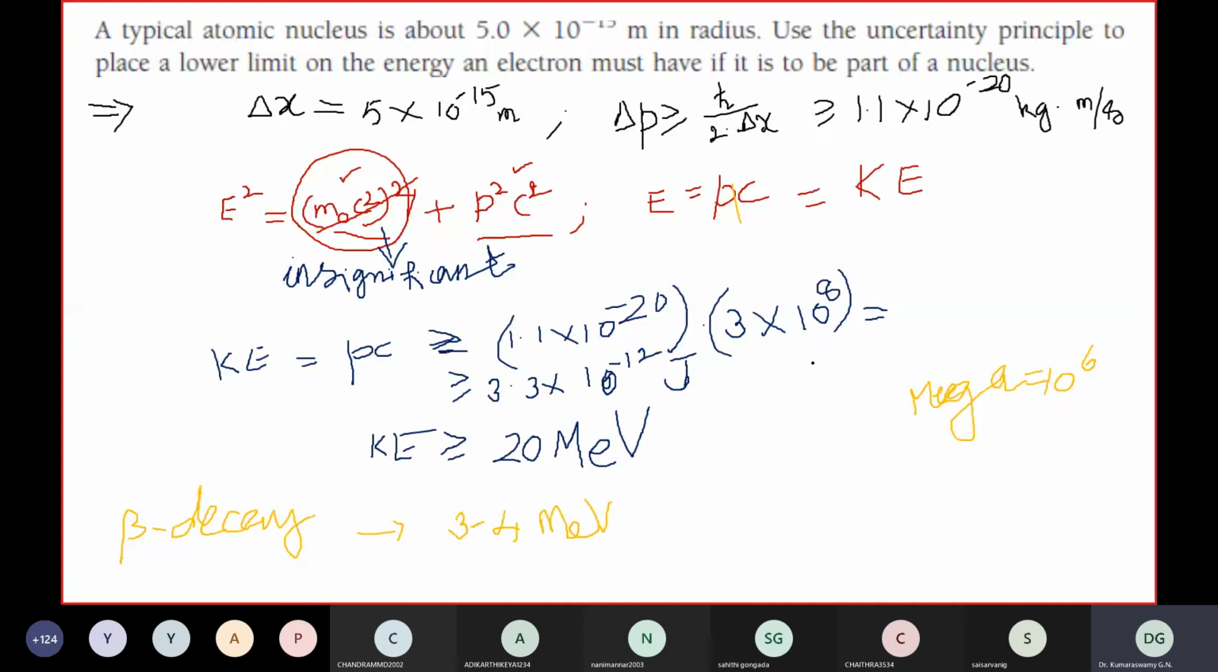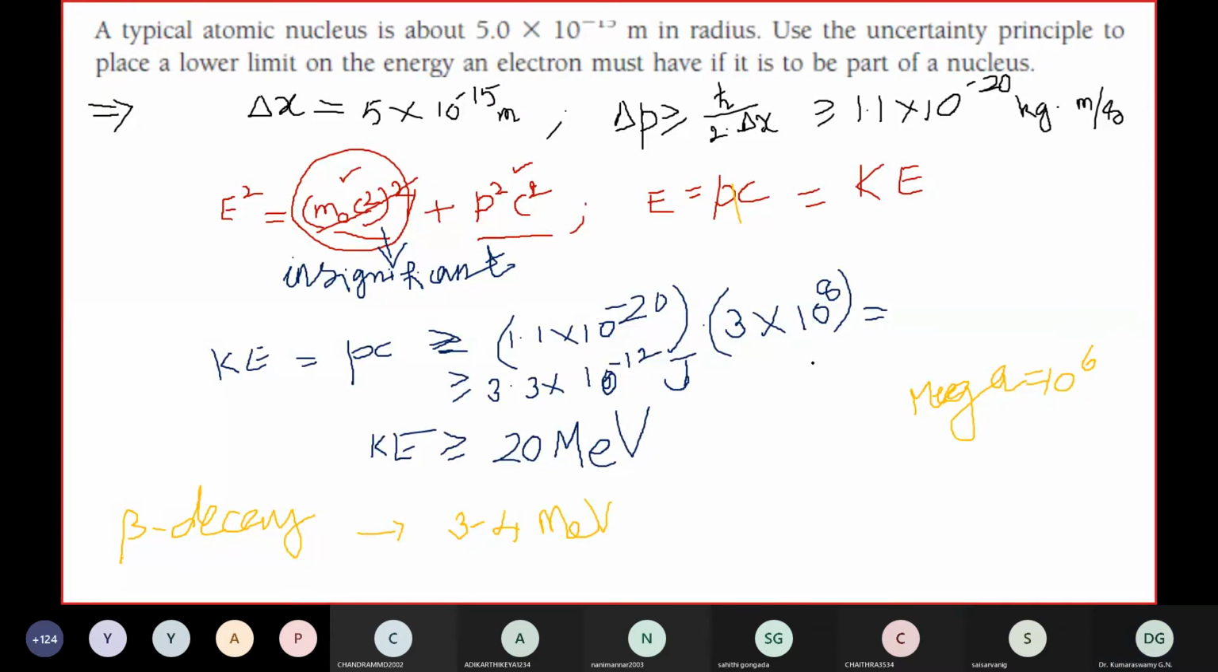Look at the question. The question is about the lower limit on the energy an electron must have if it is to be part of a nucleus. I'll put this question in a different way. Can electrons exist inside the nucleus? We have experimentally observed electrons coming out of the nucleus.